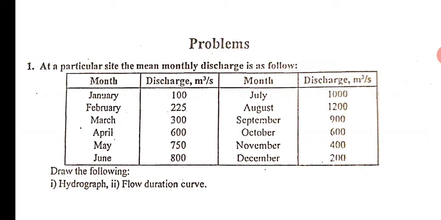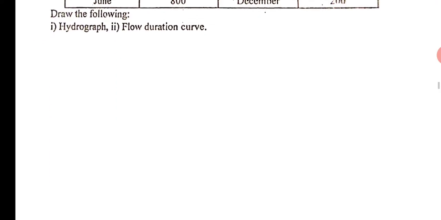So when the problem is given like this, now you have to see which is the lowest discharge and which is the highest discharge. So the lowest discharge we can see is 100 meter cube per second, and the highest is 1200 meter cube per second. Okay, and all the other values for the 10 months lie between these two values.